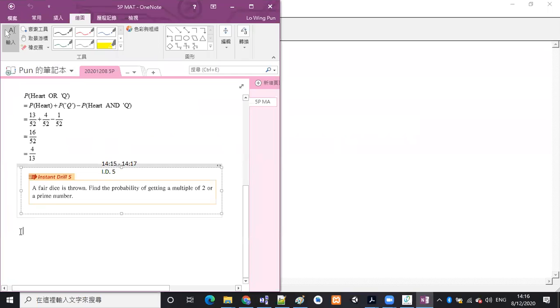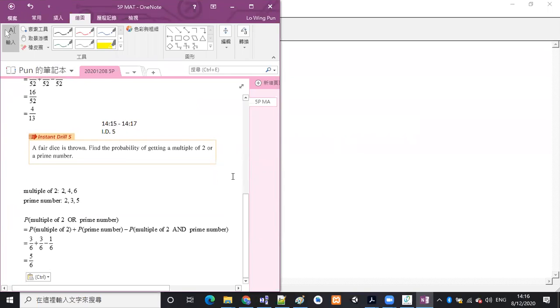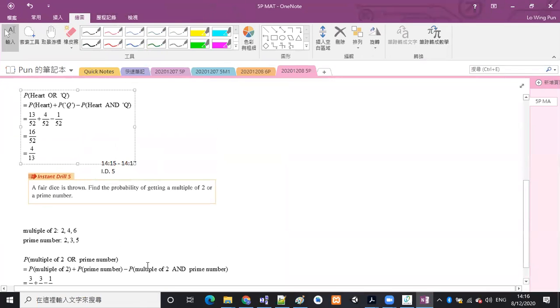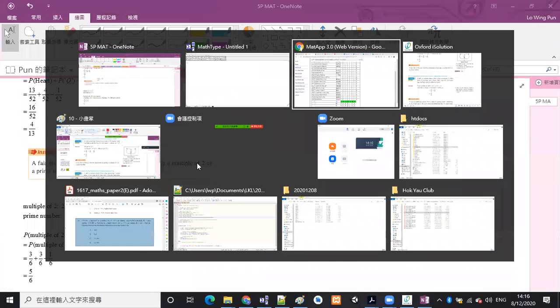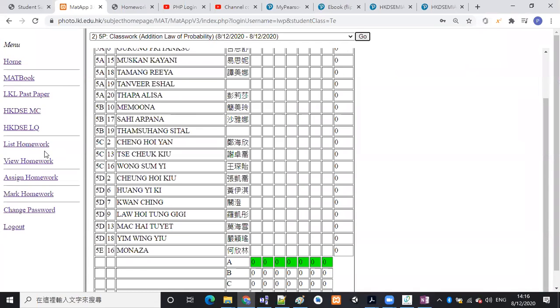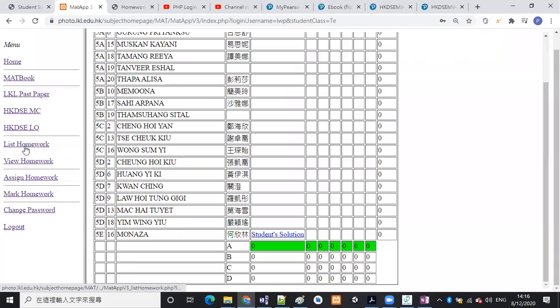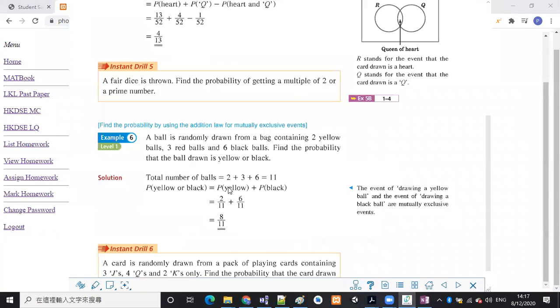Can you get this? 得唔得？So this is instant drill number 5. And then number 6. Example number 6.